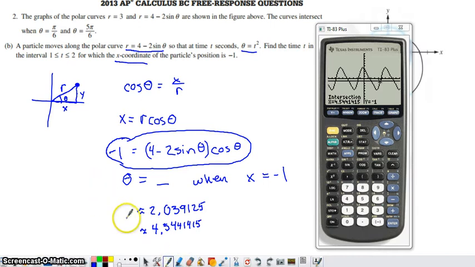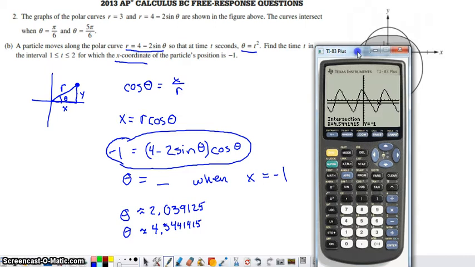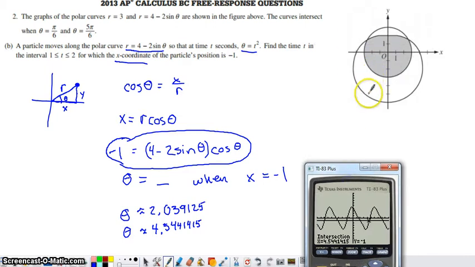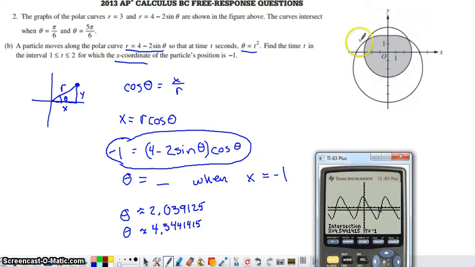So these are the theta values when the x value on this polar graph, the limacon, not the circle, the limacon, would be equal to -1. So I guess that would be the theta value that we see about right here, and the theta value that we see down here. Right here would be on the graph where x is -1. So we get two values.